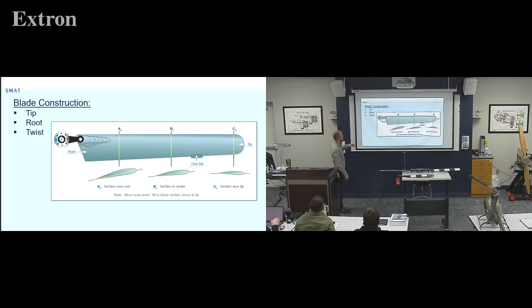Okay, blade construction. We have the tip, we have the root, and we have the twist. Okay, so here is the one off a Robinson that had a collision with a golf cart. Okay, so this is the tail rotor. And so just like our wings, we have a chord line across them, and there's slightly different angle depending on the blade. Especially you can see that on the bell, where you have a slightly more asymmetrical airfoil over the top of the bell rotor.